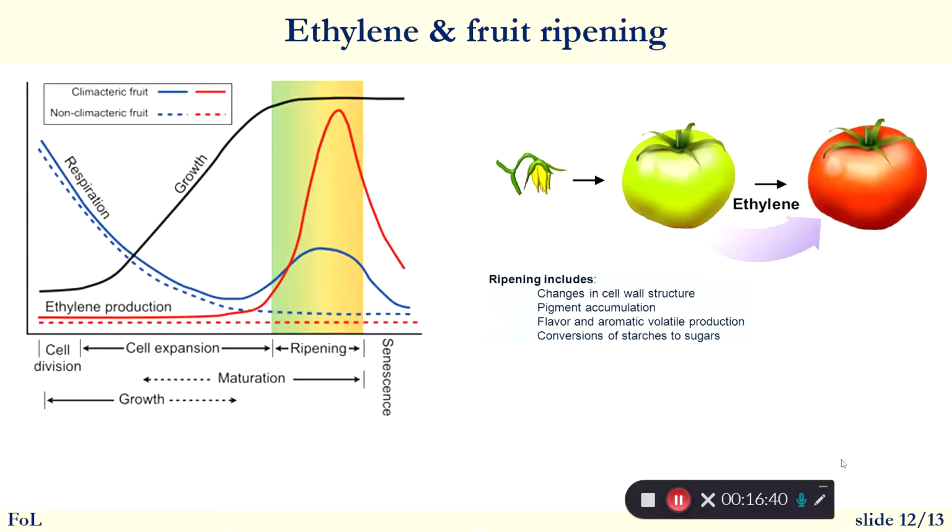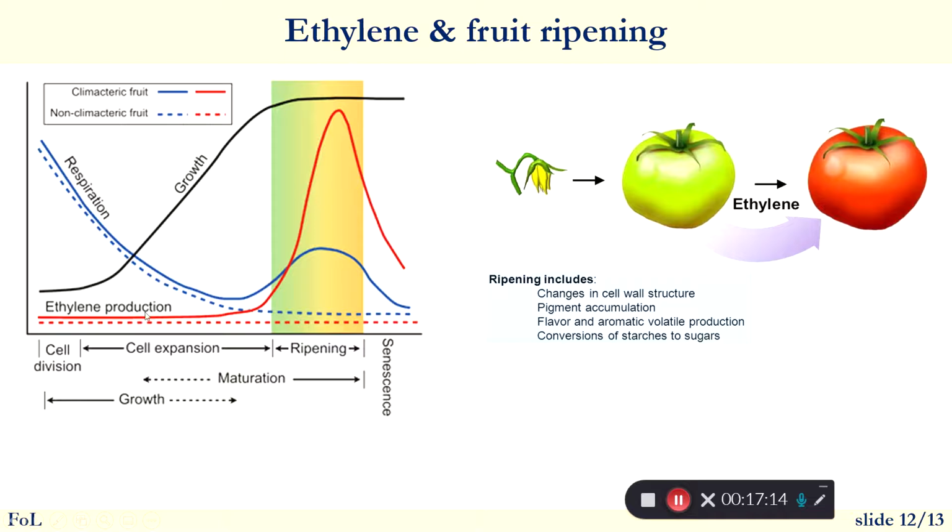Okay, so the last thing I'll talk about is fruit ripening. And this isn't for all plants, but we call these climacteric fruit. I can't pronounce it. I'm sorry. Climacteric fruit are the solid lines, and the non-climacteric fruit here are the dotted lines. And so we have, all plants have respiration. They also have growth. And some plants, like these climacteric plants, also produce ethylene.